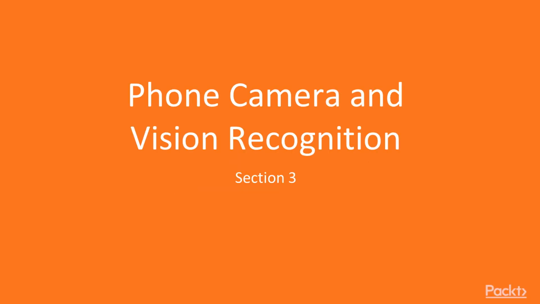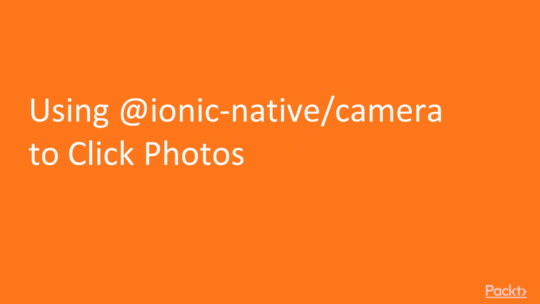Hi everybody, and welcome to section 3 of this video course. In this section, we'll be building an app that allows you to take a picture, and then we'll be using the powerful Google Vision API to classify the picture, and then we'll save the category into Firestore for future reference. Let's move on to the first video of this section, using Ionic Native Camera to take photos for our app.